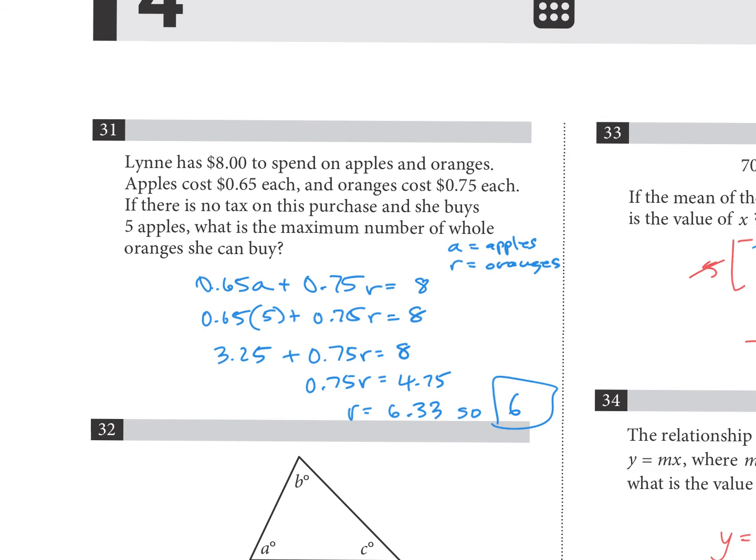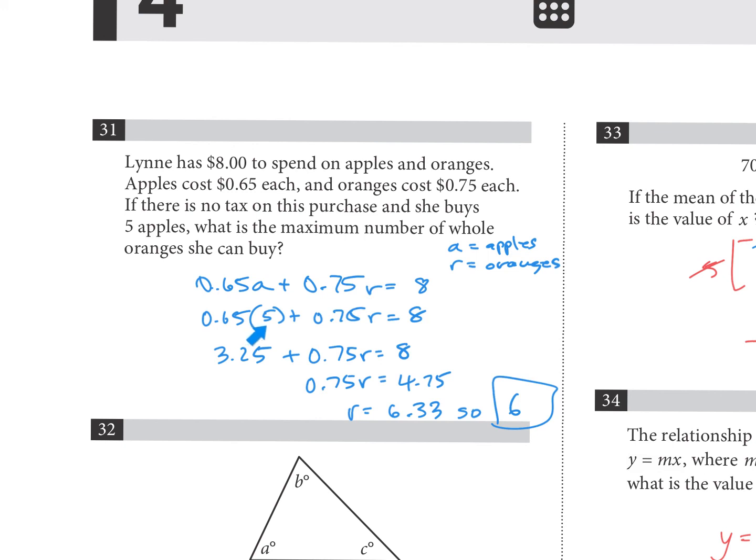These are all answers supplied by you. So number 31, again, calculator portion of the test, use the calculator as much as you need to. Lynn has $8 to spend on apples and oranges. Apples cost 65 cents each, and oranges cost 75 cents each. If there's no tax and she buys 5 apples, what is the maximum number of oranges she can buy? It says whole oranges because you get a decimal. But it's 65 cents for each apple plus 75 cents for each orange, which I labeled R because I thought O would look like a 0, so I labeled it different. And that equals my $8.